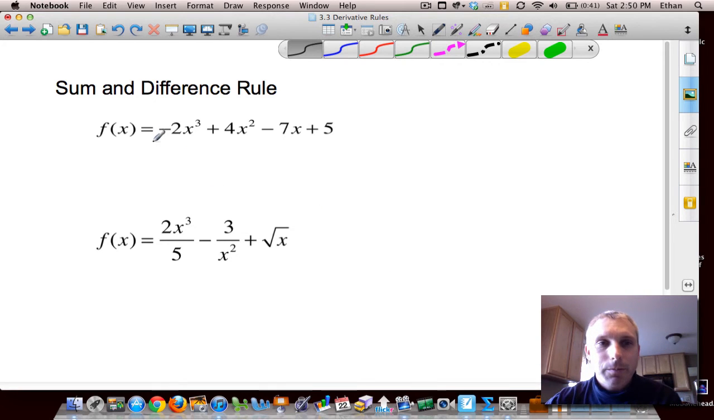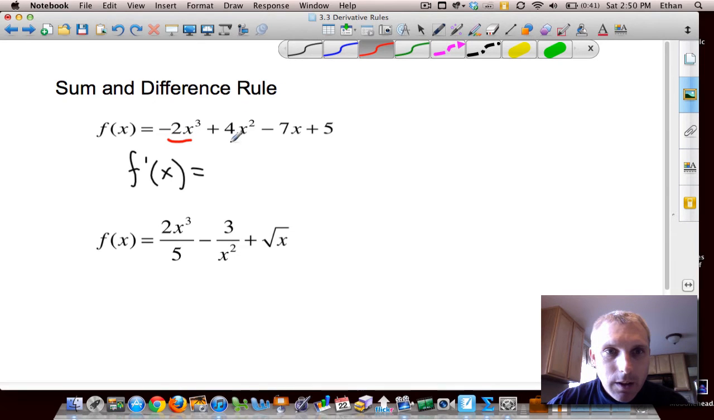Sum and difference rules. Easy stuff. If you've got a sum or a difference, all you need to do is look at each piece on its own. For example, here I've got 1, 2, 3, 4 different things being added or subtracted. I'm going to look at each one on its own. I'm going to do this one first, this one second, third, and fourth.